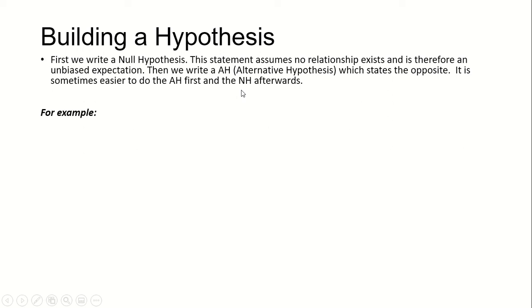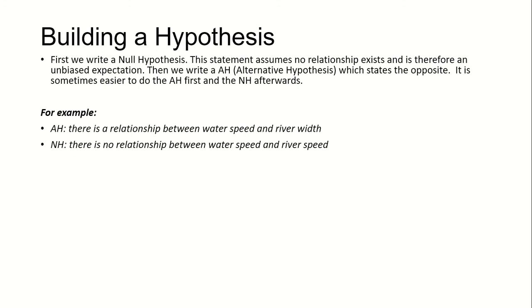Let's look at some examples. An alternative hypothesis could be that there is a relationship between the speed of water in a river and the width of the river. I think that as it gets faster, it's going to get wider. However, I must phrase this as a null hypothesis. So the null hypothesis version of that would be there is no relationship between water speed and river width. And I will allow the data to disprove that null hypothesis.